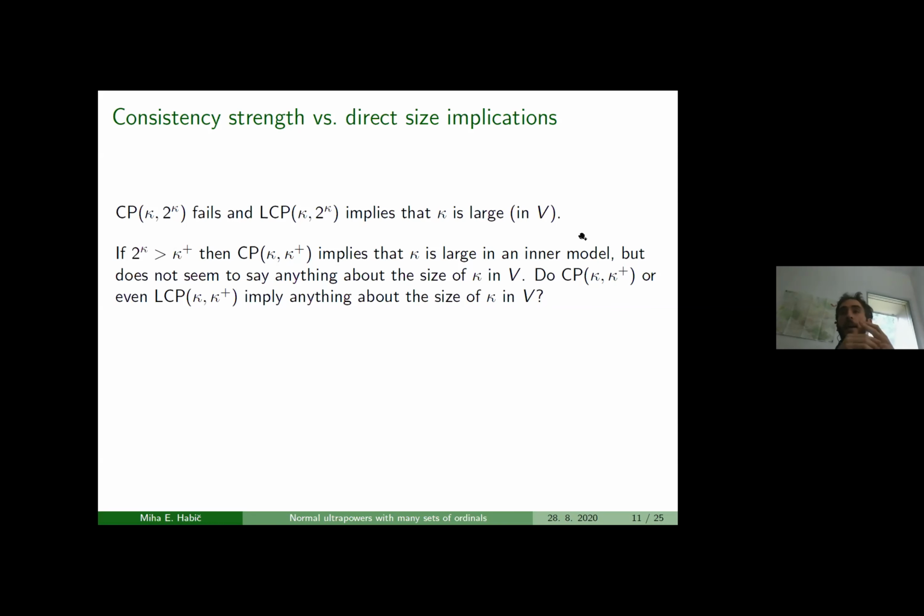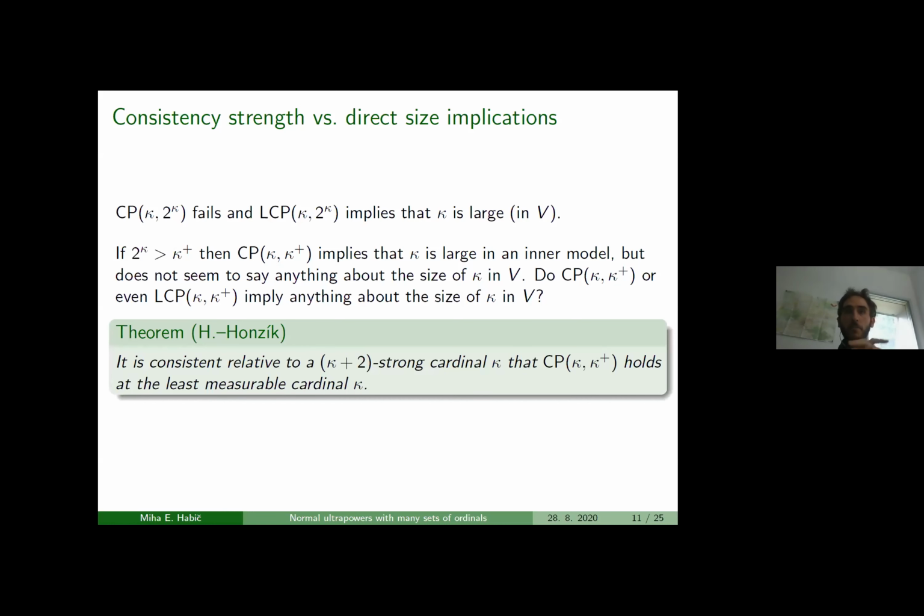So let's say I have capturing at kappa kappa plus, or maybe even just local capturing at kappa kappa plus. Does that imply anything about the size of kappa in V, like having the maximal amount of local capturing did? So what Radek and I managed to show is that there are no implications like that. We showed that it's consistent relative to a kappa plus 2 strong cardinal that this capturing property up to kappa plus holds at the least measurable cardinal kappa. So we can make kappa just be the smallest measurable cardinal in V, and capturing still holds there.